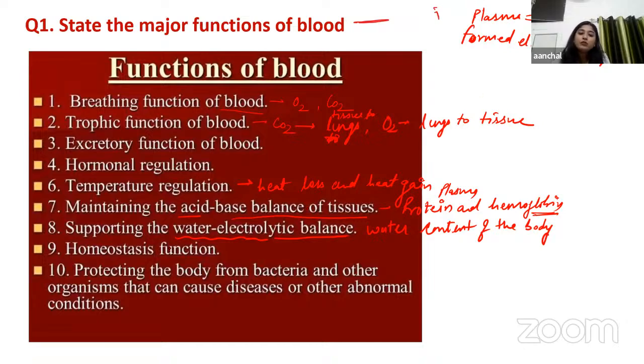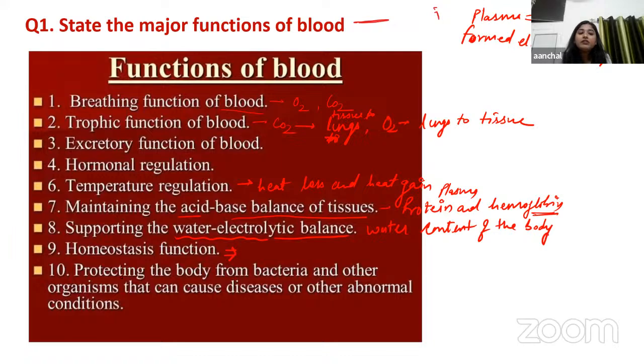Now, next we have the hemostasis function. As we know, hemostasis means the maintenance of internal body environment, right? Blood is a fluid, so that's how it also helps in maintaining the internal environment of the body.